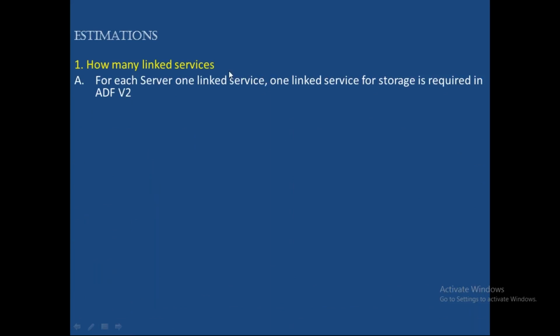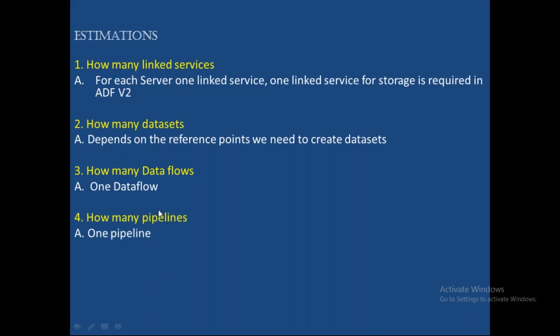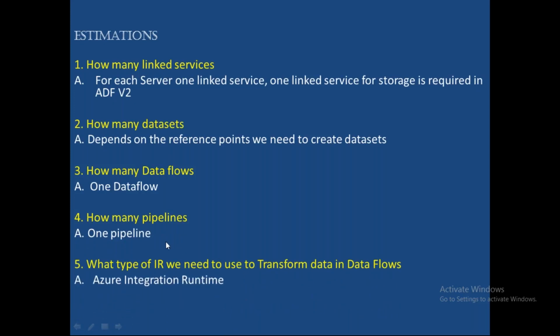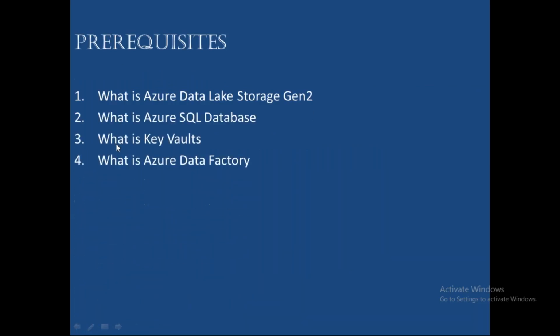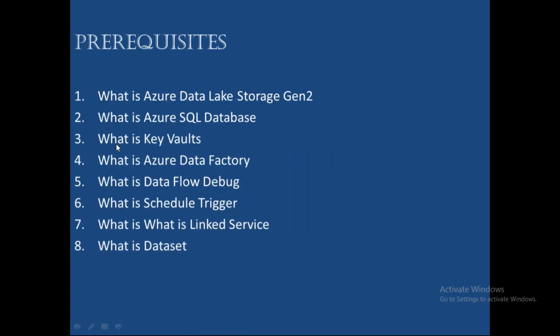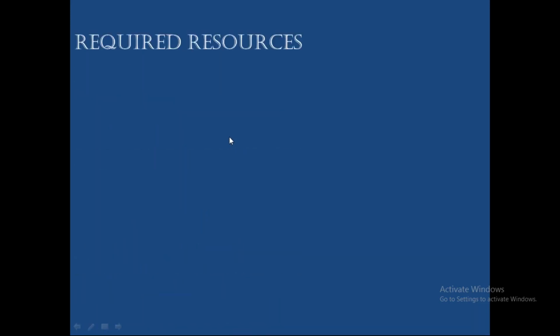For the architecture, I'm going to use Data Lake Storage Gen2 and SQL Server. So that's why one linked service for the server, one linked service for my storage. Datasets I will create depending on the number of folders or the data that I need to read, and one data flow and one pipeline. To dispatch my data flow job on the Databricks cluster, I'm going to use the Azure integration runtime. The prerequisites are Data Lake Storage Gen2, Azure SQL database, Key Vault, Data Factory, data flow, debug, schedule trigger, linked service, dataset, activity, pipeline. All these things we already know in detail, we are using everything from the beginning.